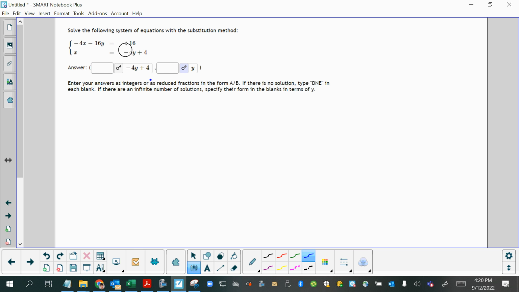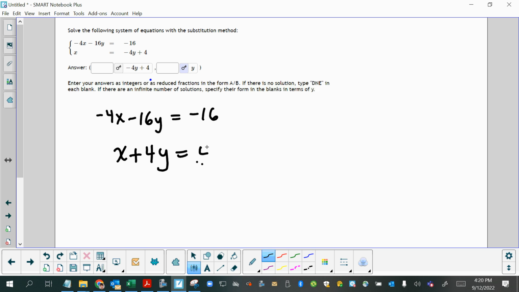Okay, so we're going to take the second equation. I'm going to show you two different ways of handling this. The first thing is I'm going to take the first equation and see what happens if I divide everything by 4. Actually, I'll divide everything by negative 4. Then I'll have x plus 4y equals 4. Now I will solve this for x by subtracting 4y from each side. So I'm going to have x equals negative 4y plus 4. And now that matches the second equation.